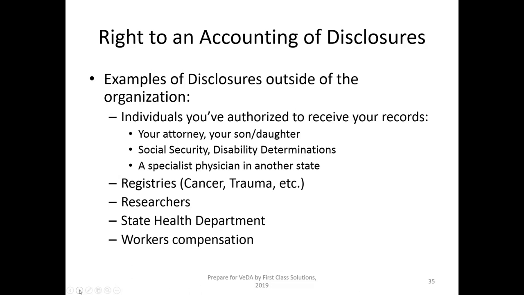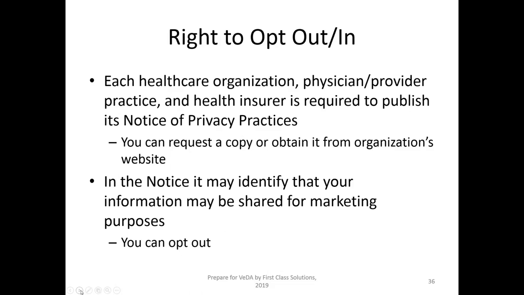The ones that would appear on an accounting of disclosures would include the registries, the researchers, the state health department, and potentially workers' compensation. Now, if you were the worker that was injured, it's likely you authorized workers' comp to contact the hospital for copies of your records. And if that is the case, then that release or that disclosure may not appear on your accounting of disclosures.